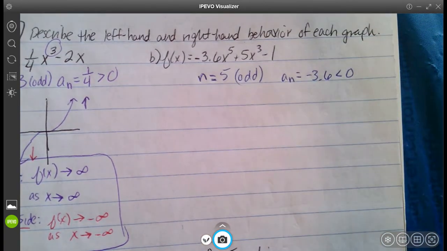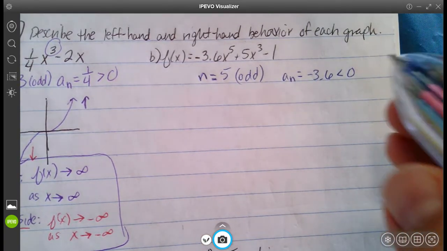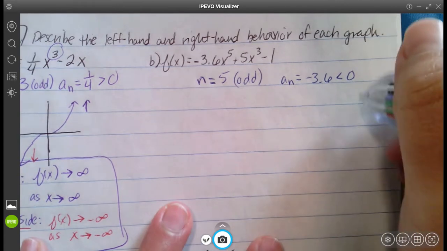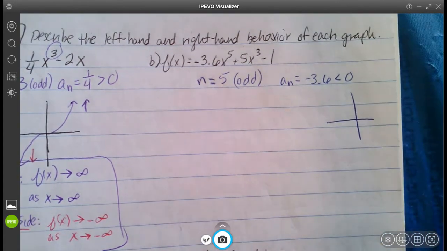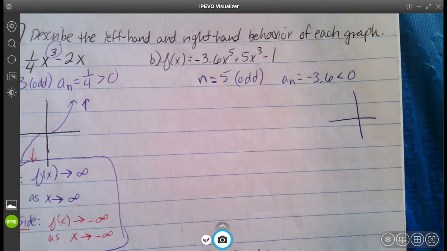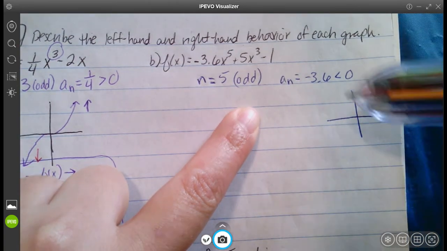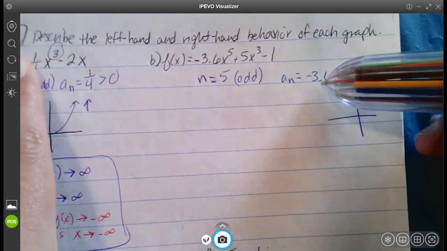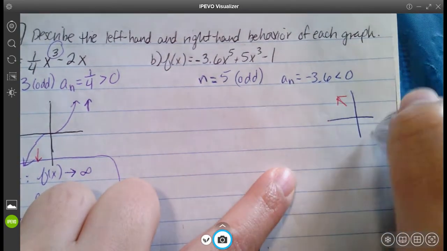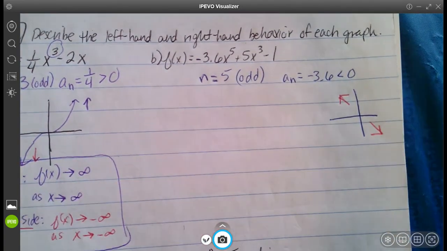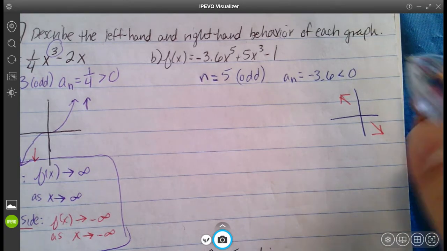which is less than 0. So this one is negative, okay? So just as a quick reminder for me here, I'm going to do my little arrow thingy here on the side. I know that it's odd, so it has to go in opposite directions. And since it's negative, it's going to be the opposite of what I had over here. So it might be something like that, okay?